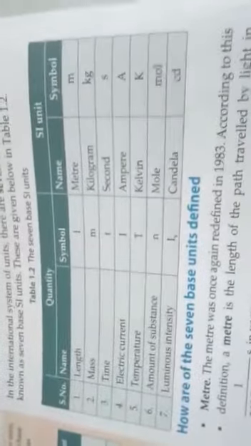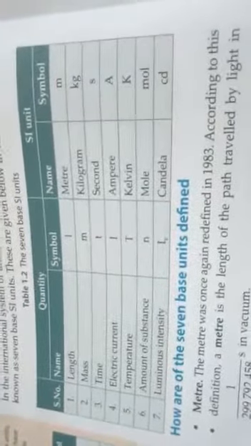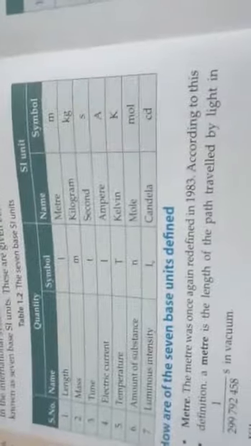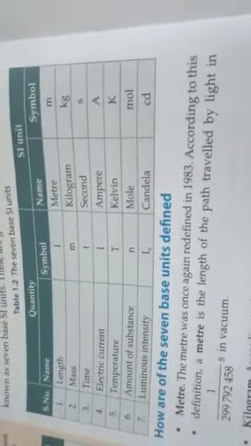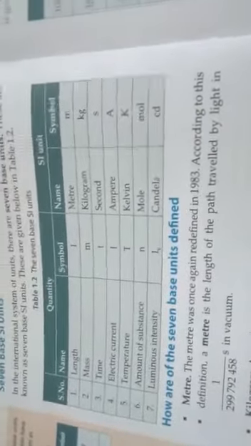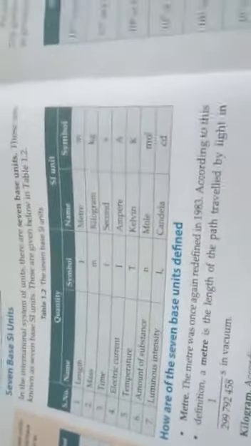You can find here the basic examples of such fundamental units. There are 7 fundamental units, listed here: length, mass, time, electric current, temperature, amount of substance, and luminous intensity. These are the 7 kinds of fundamental units.